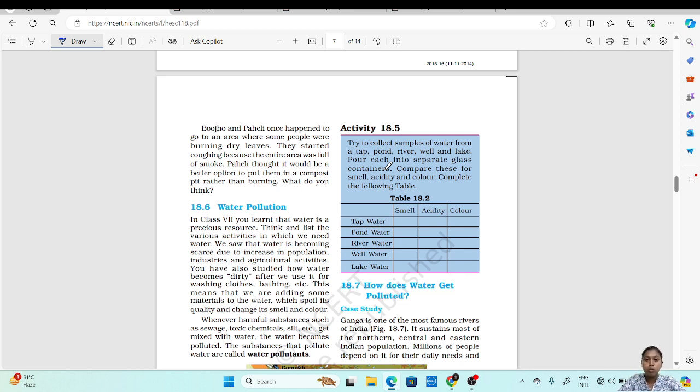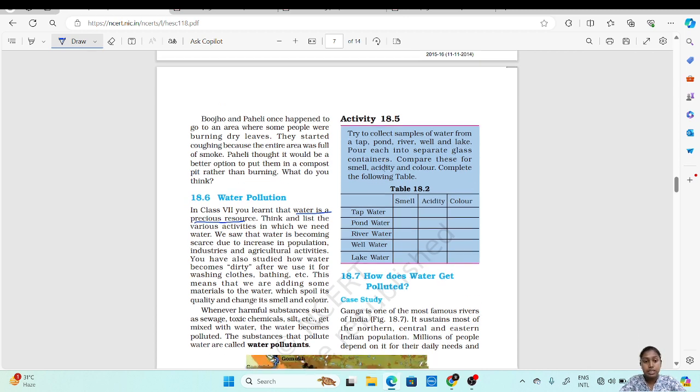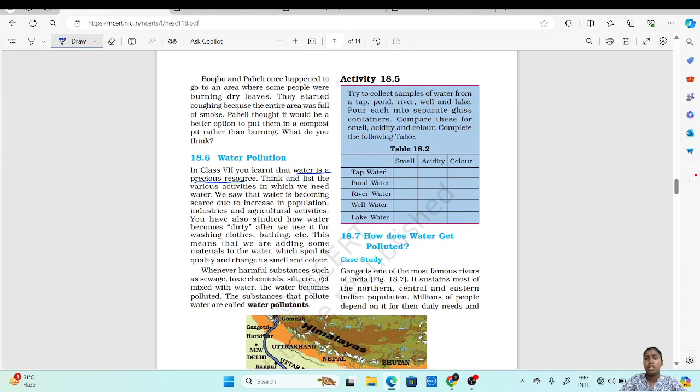As you all know, water is a precious resource. Water is very important. Now, think and list the various activities in which we need water. What are the activities where we use water? We use water for drinking, for cooking. There are a lot of things for which we require water, right?